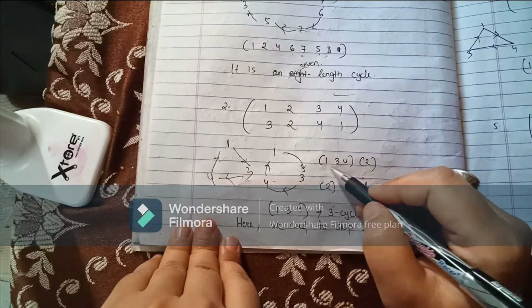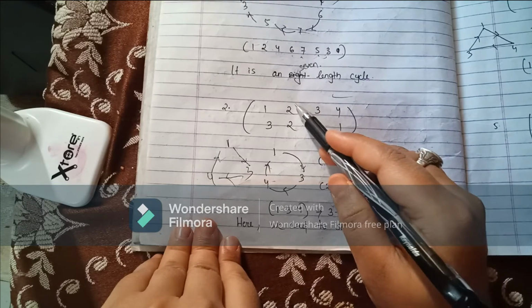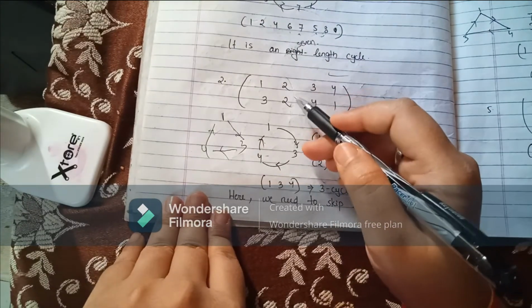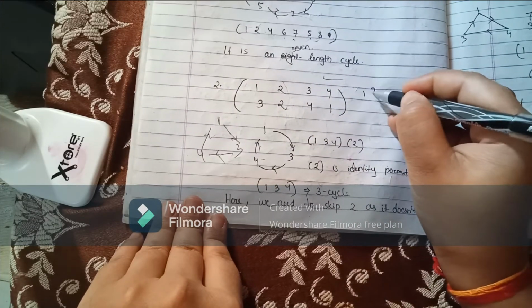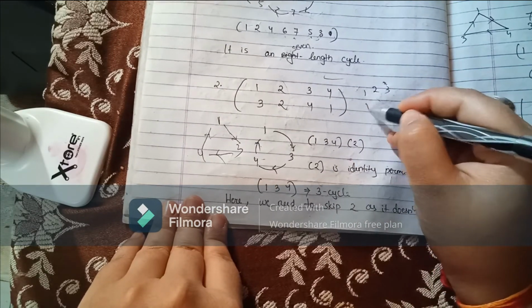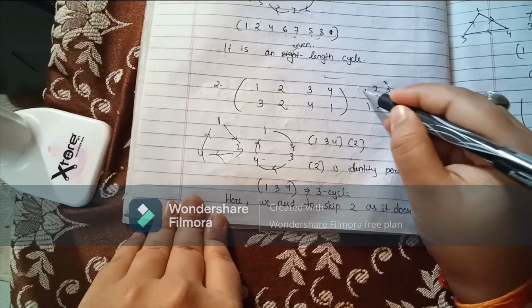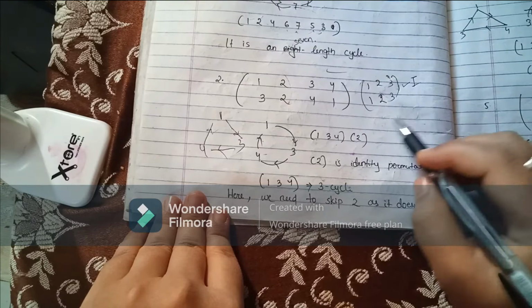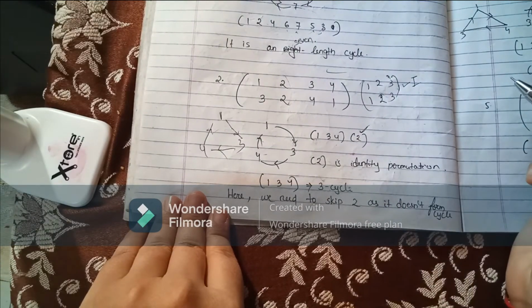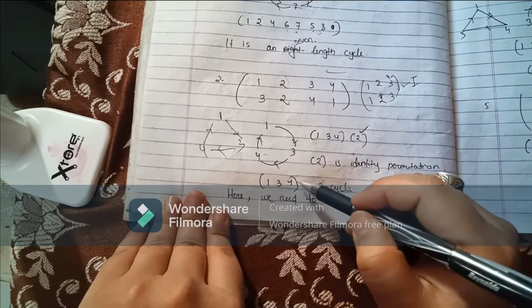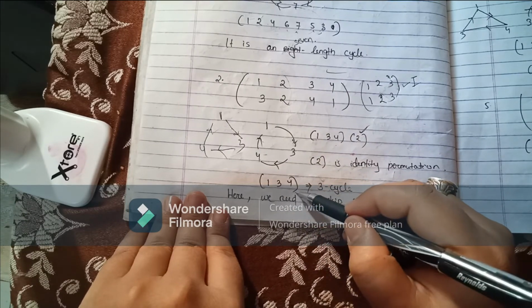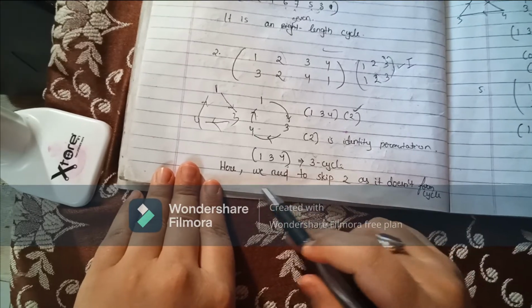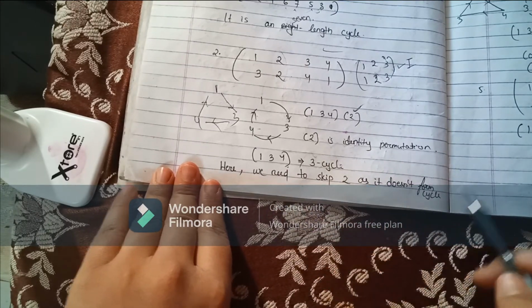Now 1 3 4 is one cycle. What about the 2? 2 is the identity permutation, that means 2 maps to 2. Remember, if elements map to themselves only, then this is the identity permutation, which you can write as I. There is no need to write any identity permutation, so you can just represent this as 1 3 4, and this is a 3-length cycle. Here we skip 2 as it does not form a cycle.